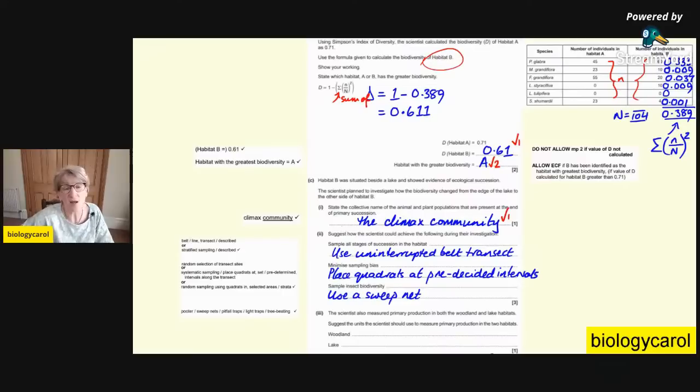Here is the marks. Oh, sample insect biodiversity. You could say anything that talked about you sampling insects.